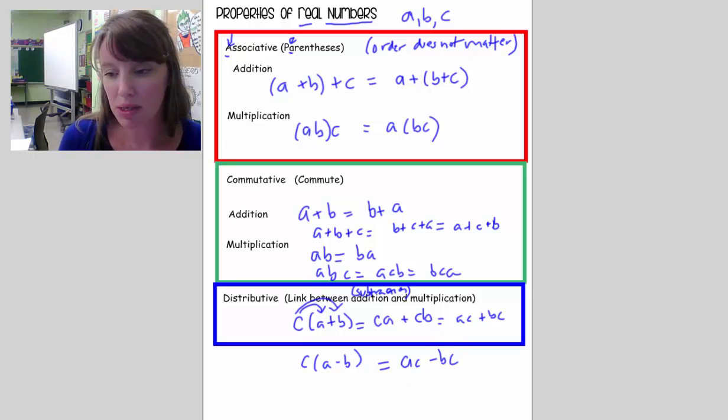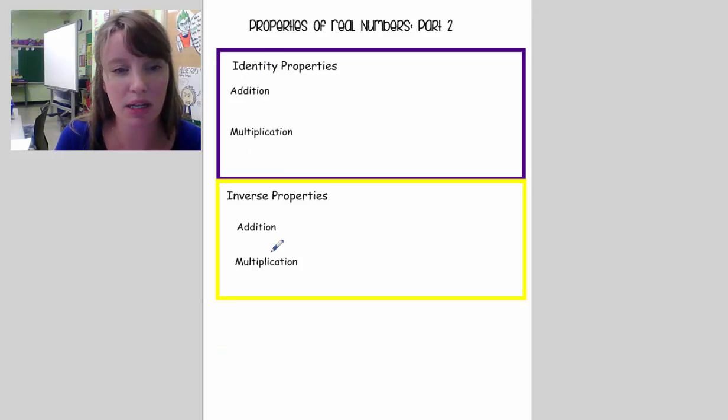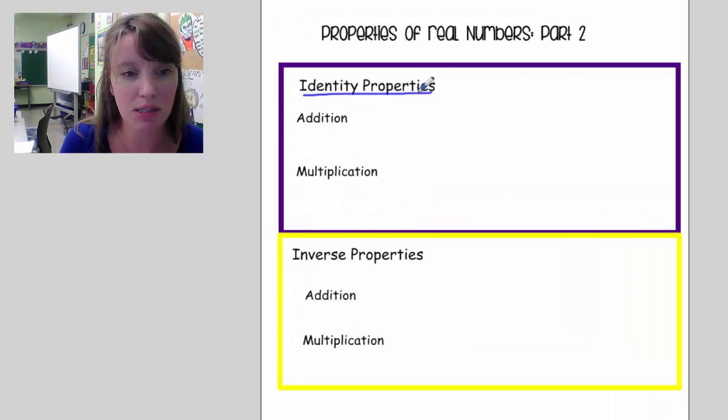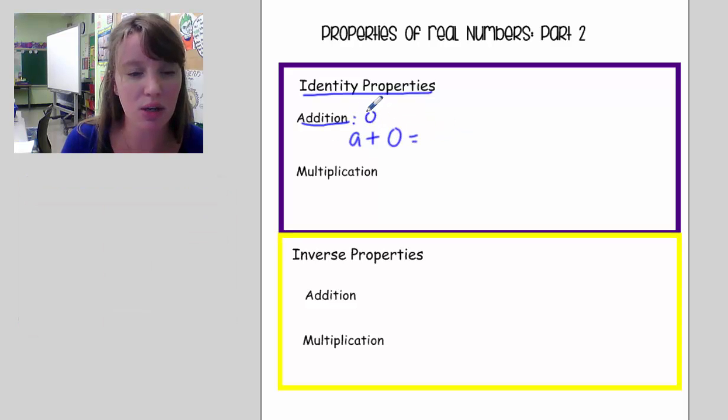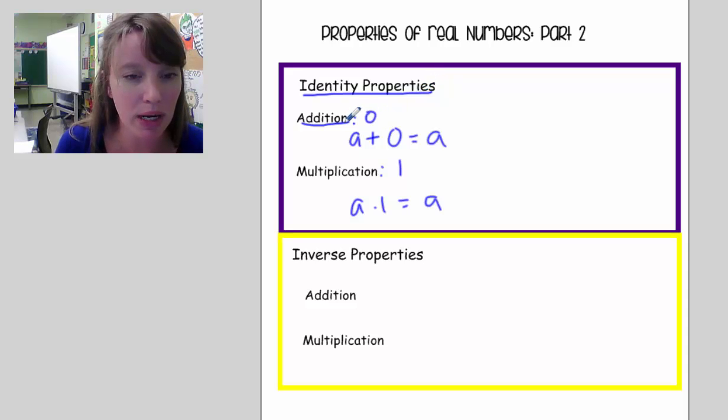The next set of properties we're going to go over are the identity and the inverse properties. The identity is the thing that you can add to any number in order to get the number back itself. In addition, our identity is zero because A plus zero always gets you back A. In multiplication, our identity is 1 because A times 1 gets you A back. So an identity is anything that you can operate on a number and get the number back.